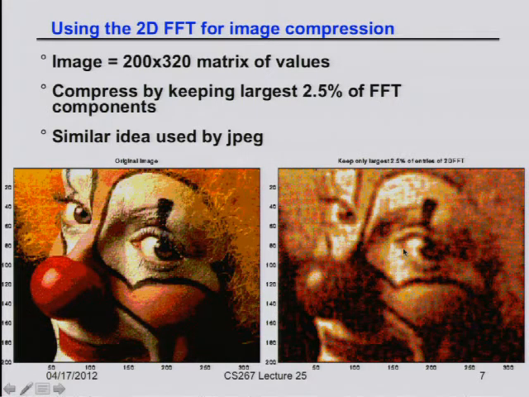OK, so probably 2.5% isn't enough. But this is how JPEG works. It takes FFTs of little 8 by 8 blocks of each image, and it compresses it by using very few bits for each number. And it's good enough for most of the purposes that we have on our screen. Here's just a blown-up version.